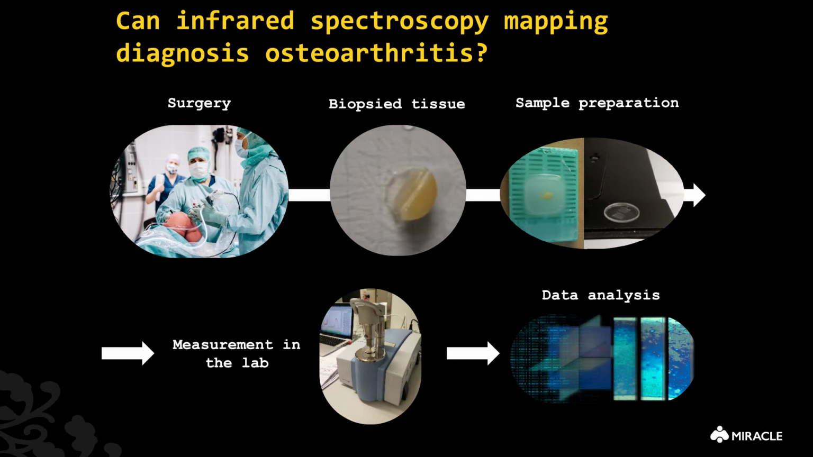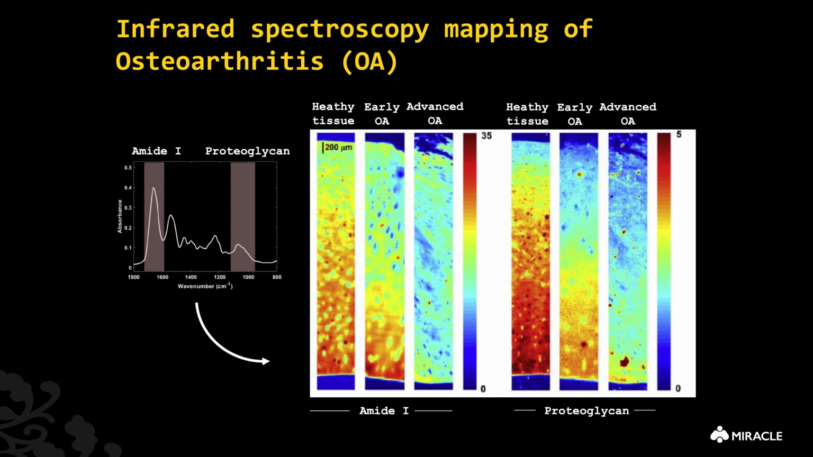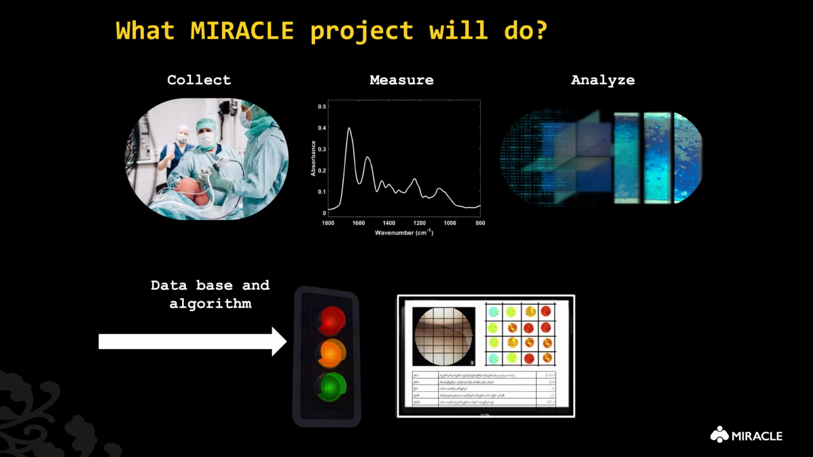How can this help to diagnose osteoarthritis? That's the next question. Here in our university, we have collected cartilage tissue during surgery, prepared the tissue in very thin slices, measured it in the laboratory, and finally analyzed the data. By making these maps for two peaks of the cartilage, our researchers found out that the amount of these two molecules decreases when you have osteoarthritis in the tissue. So you can see in this image that you have less orange-red color in osteoarthritis tissues than in healthy tissues.